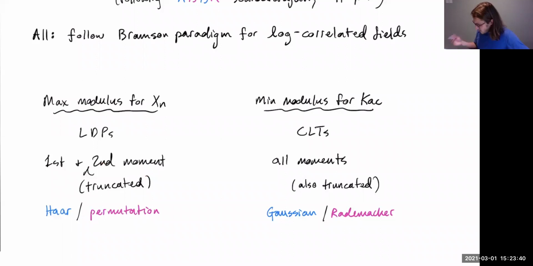For us, what we really need for the min modulus, rather than LDPs and concentration, it's all about central limit theorems and anti-concentration. And we use comparison of moments. So we actually look at all moments rather than one- and two-point functions.